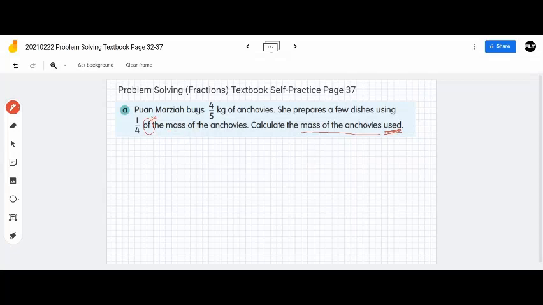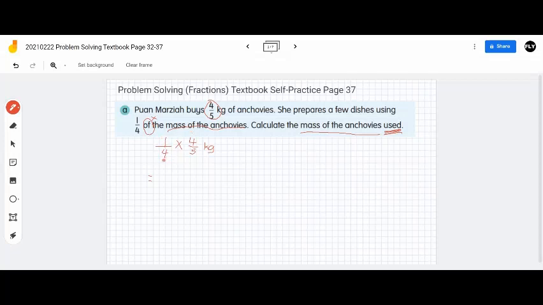So what is the mass of the anchovies here? The mass of the anchovies is 4/5. So when you convert it to a mathematical sentence, 1/4 times, this is "of" meaning times, and then the mass of the anchovies. How much did Puan Marcia buy? She bought 4/5 kg. So you have to write 4/5 kg. Right now you have a mathematical sentence and you can solve it.